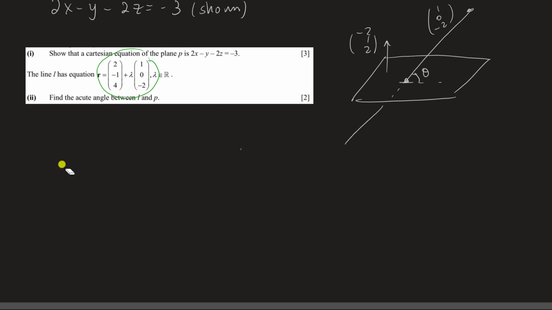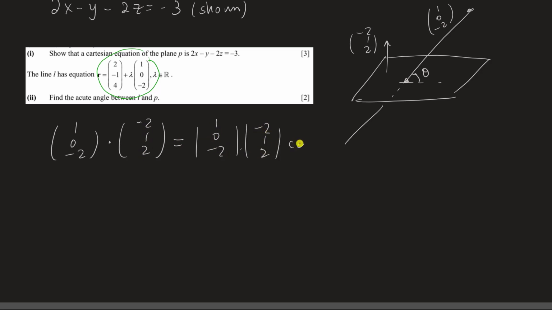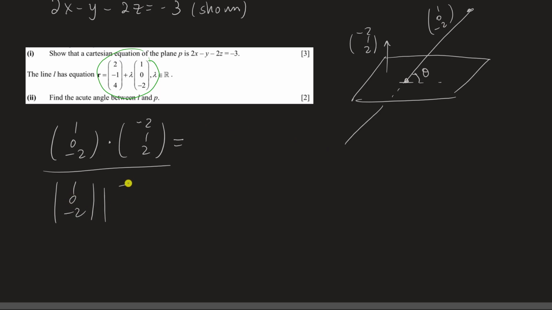Just dot the direction vector and the normal vector. (1, 0, -2) dot (-2, 1, 2). This would be equals to modulus of (1, 0, -2) times modulus of (-2, 1, 2) times cosine theta, if you use the dot product extension. But because they are different species, all you need to do is throw this below here, and then you just equate this to sine theta instead.